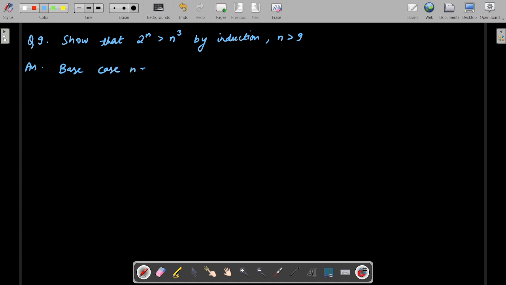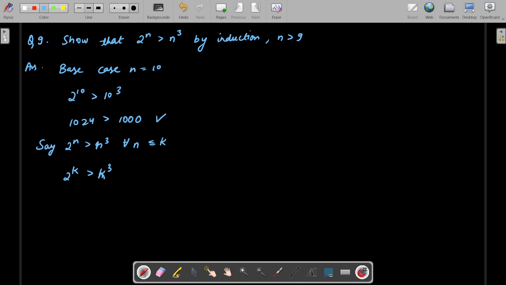So we take the base case as n equal to 10. Right, so we have 2 to the power 10 must be greater than 10 cube, so 1024 must be greater than 1000, which is true, right? So now for the inductive hypothesis, we say that 2 to the power n is greater than n cube for all n less than or equal to k. So 2 to the power k is greater than k cube, right?